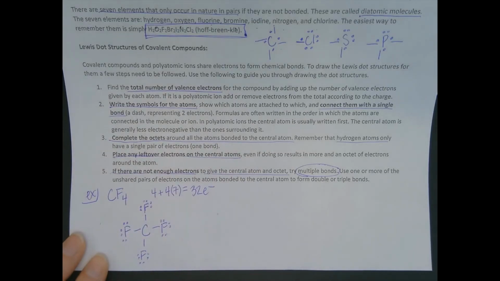These are called lone pairs. So each fluorine has what's called 3 lone pairs, meaning it's just an electron pair hanging on to that atom. That was step 3.